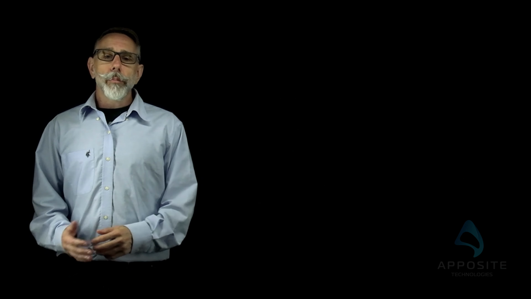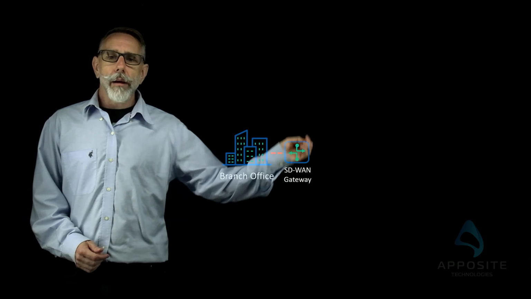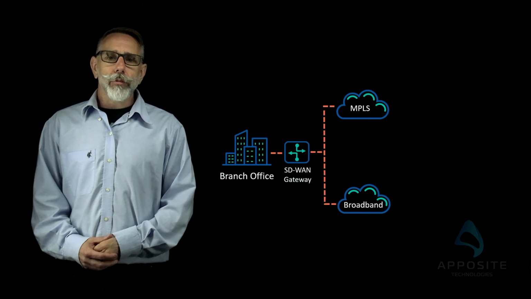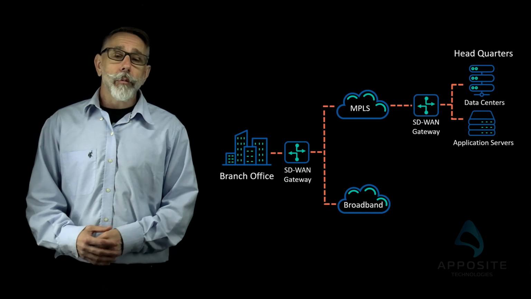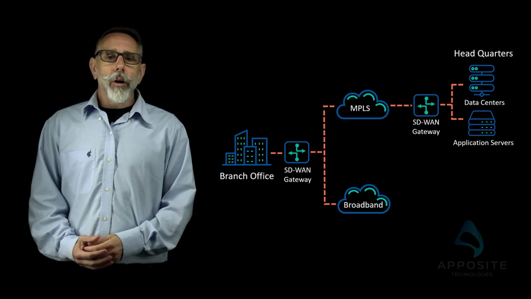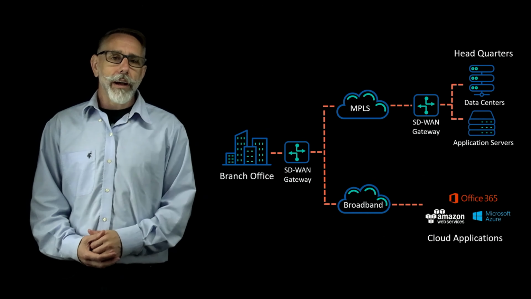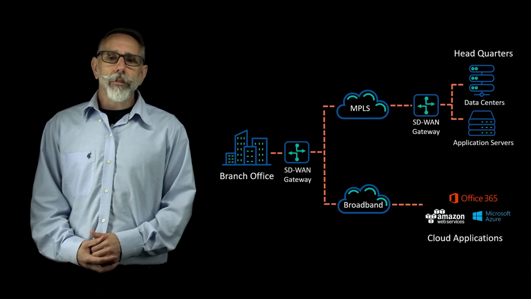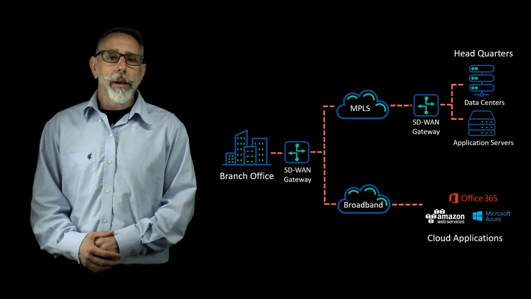Let's start with what a typical SD-WAN network could look like. Here we have a branch office with an SD-WAN gateway. The gateway is interfacing with an MPLS and broadband network. In this example, the MPLS network is responsible for carrying data to the headquarters, which has an SD-WAN gateway as well. The branch gateway will also have a broadband network that could connect to cloud applications or SaaS services. It's the function of these SD-WAN gateways to decide which application should traverse the MPLS or the broadband network.